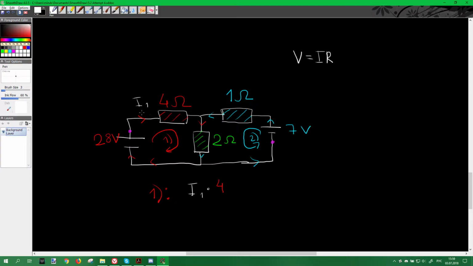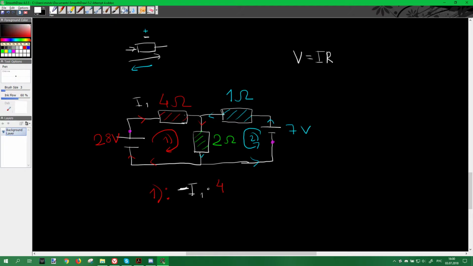However, since the current is in the same direction as we move in the loop, it means that we have a potential drop across the resistor. Thus, it will be negative. The negative sign shows that it's a drop. So for example, if we have a resistor with current in this direction and we move in this direction, then it will be a negative sign. If you move in a different direction, then it will be a positive sign.